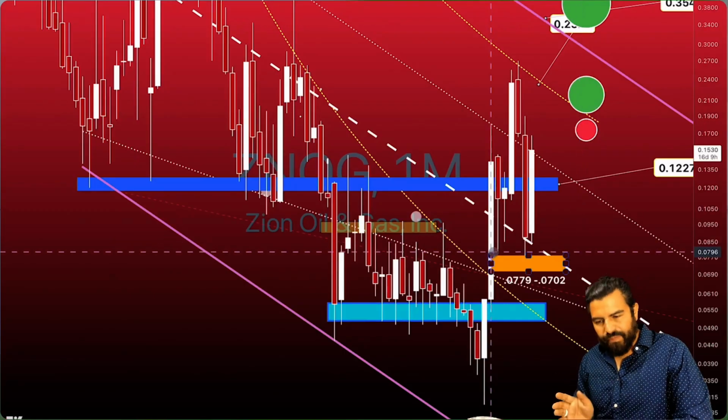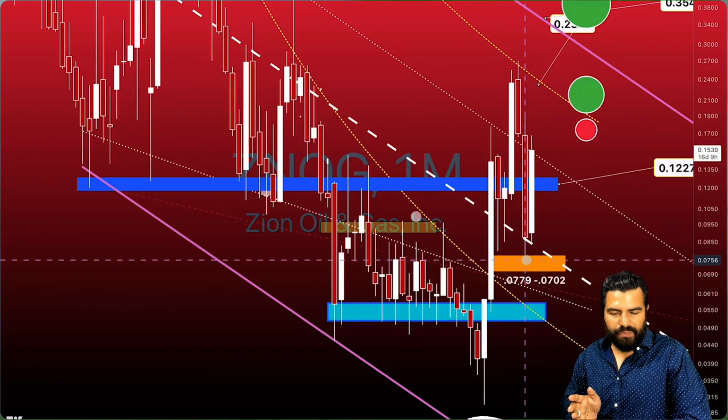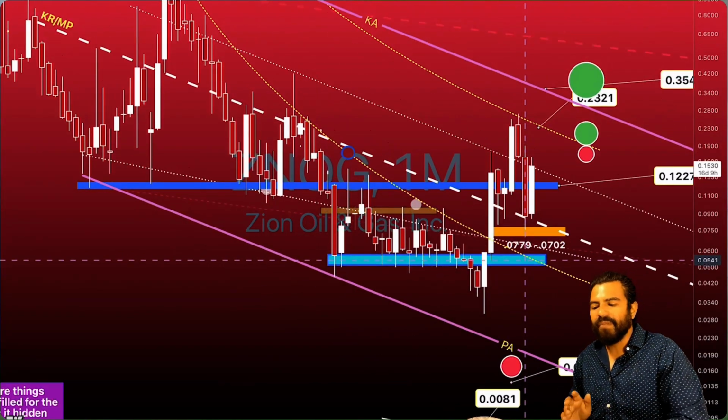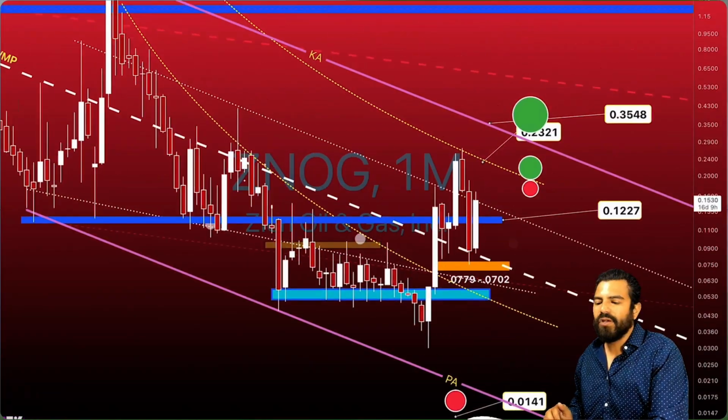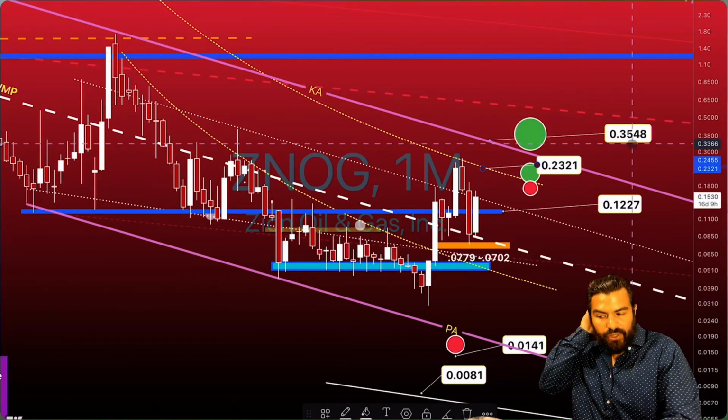So right now, the breakout pushing tells us it's on purpose. The pullback is telling us that's where professionals are buying. So if they're buying or accumulating in these areas, we are going to be looking more to the upside. We're going to be looking at 23 cents and 35 cents.